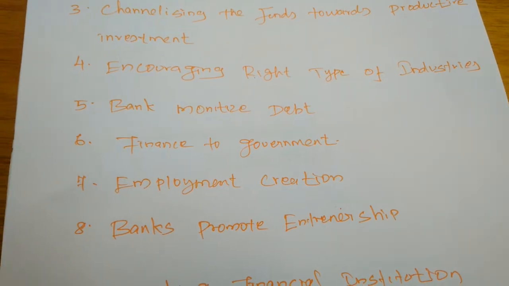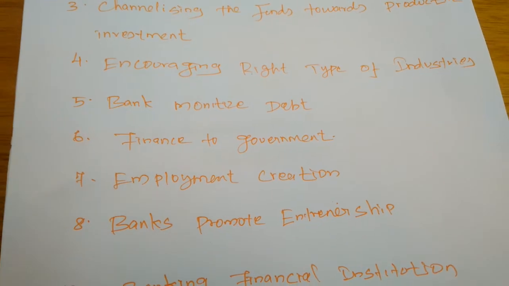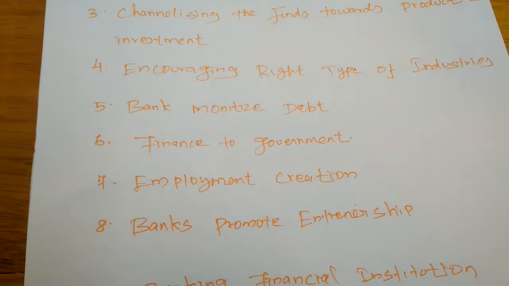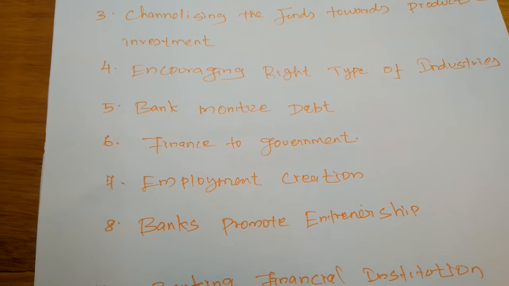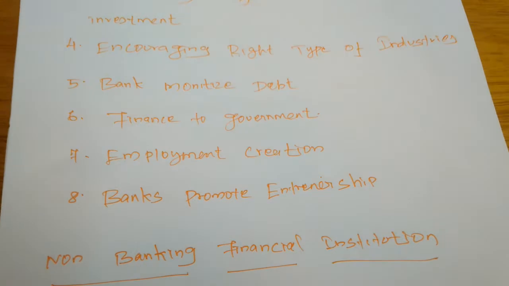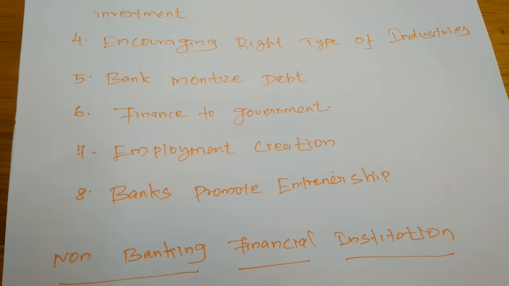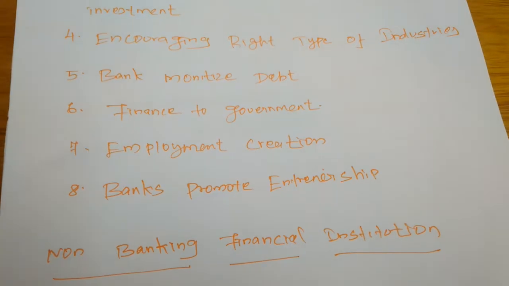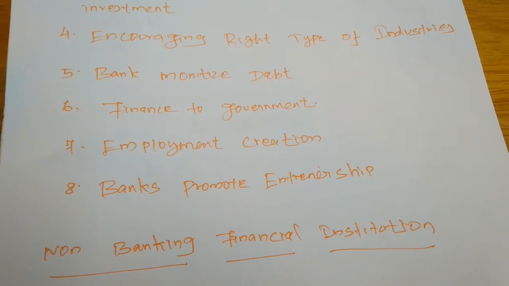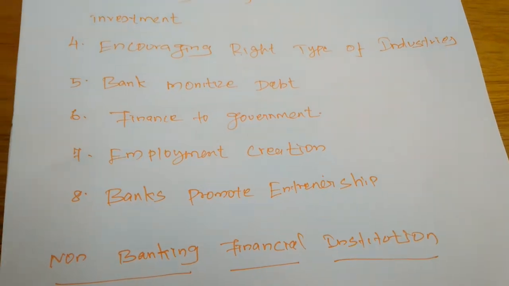Next, banks monetize debt. Banks provide or create monetized debt. So the commercial banks transform the loan, to be repaid after a certain period, into cash, which can be immediately used for business activities. Normally, whenever the commercial banks are asked to repay the money to the holders, it will be turned into cash and immediately the money is used for the business activities.